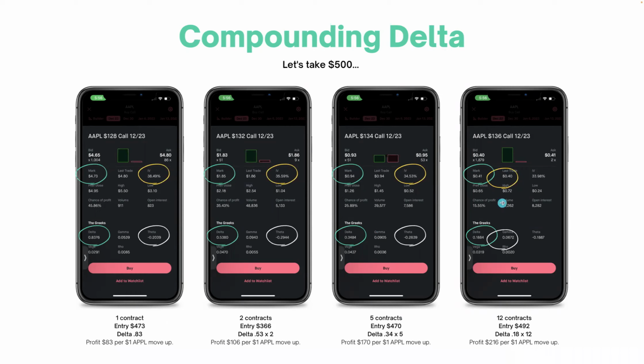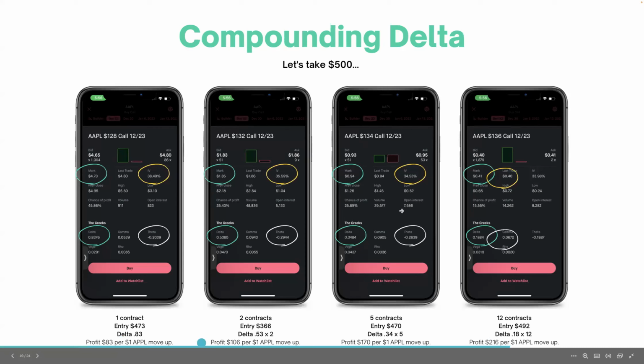And then over here, we can get 12 of these out of the money contracts in our budget for $492. Our delta is 18 cents. And here we're making $216 every time Apple goes up. So we're really working with the same budget, and we're taking 4 different positions, and they're all profitable, but some are more profitable than others, right?